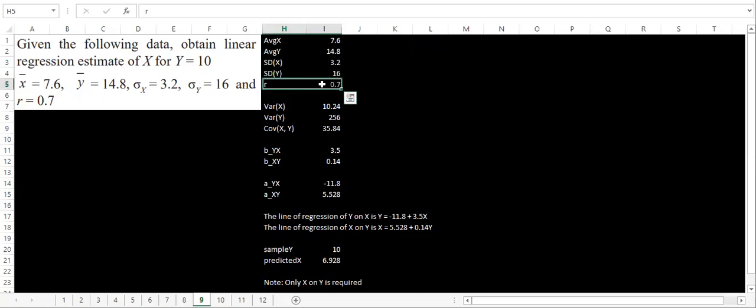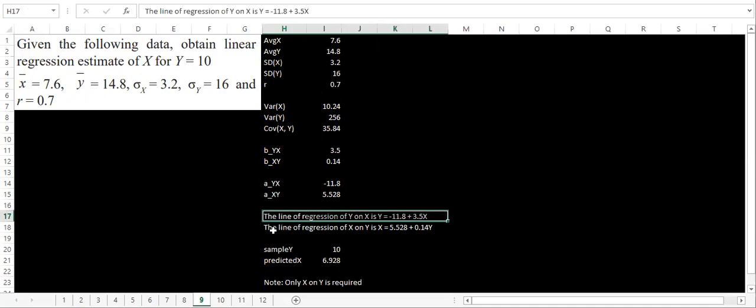Again, very same drill. We can find the variances from the standard deviations, the covariance from R and the standard deviations, and we can find the lines of regression. And remember, we need to find X when Y is given. So we are only interested in, I think, the first part. The second equation was not required, but I have done it just for completion's sake. So you can check that the regression equation of X on Y comes out to be negative 11.8 plus 3.5x.